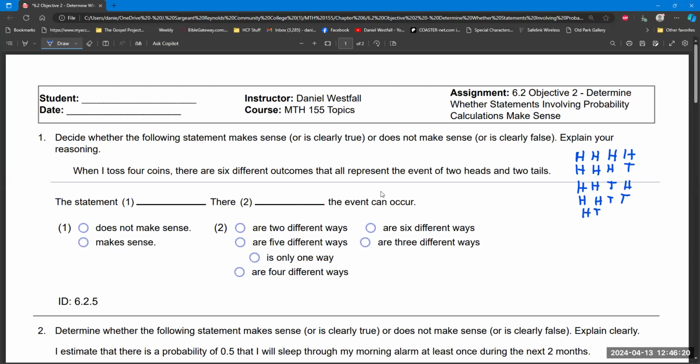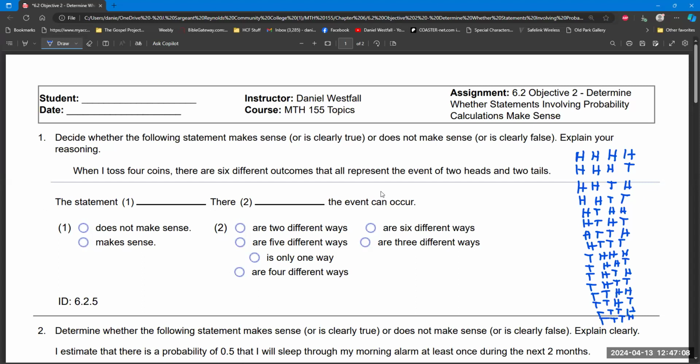Then head, tail, head, head; head, tail, head, tail; head, tail, tail, head; head, tail, tail, tail; then tail, head, head, head; tail, head, head, tail; tail, head, tail, head; tail, head, tail, tail; tail, tail, head, head; tail, tail, head, tail; tail, tail, tail, head; and finally tail, tail, tail, tail.